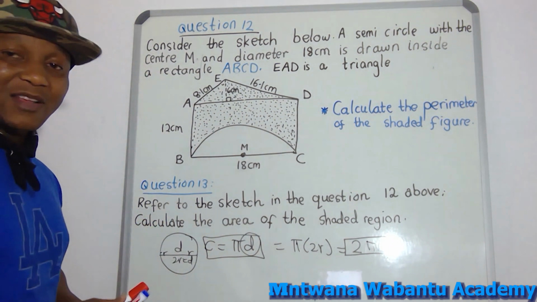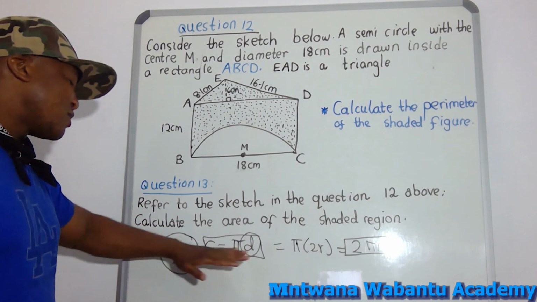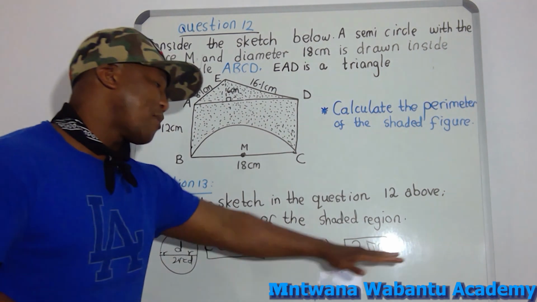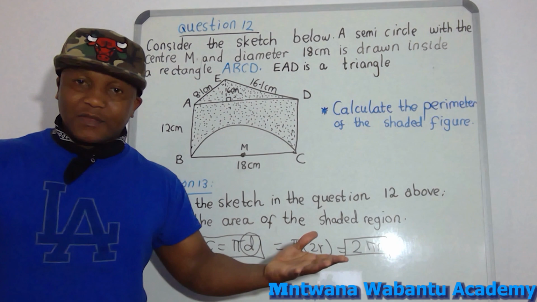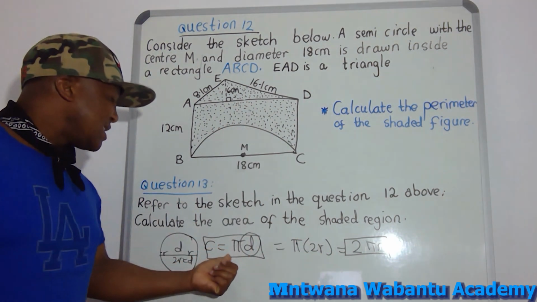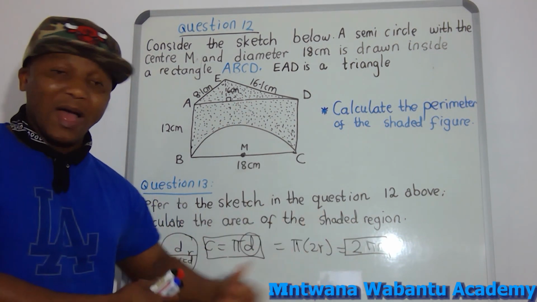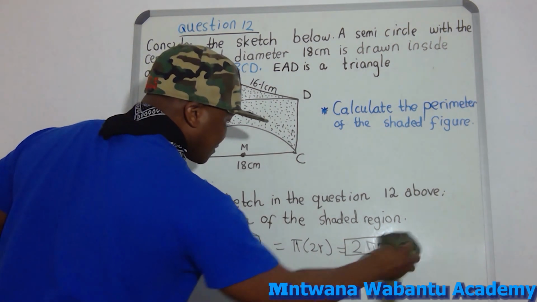You know what I'm saying? We know how we got it. So for that case, the circumference is equal to pi d or circumference is equal to 2 pi r. Know them both, okay? Circumference is equal to pi d or 2 pi r. And we saw how we got it.